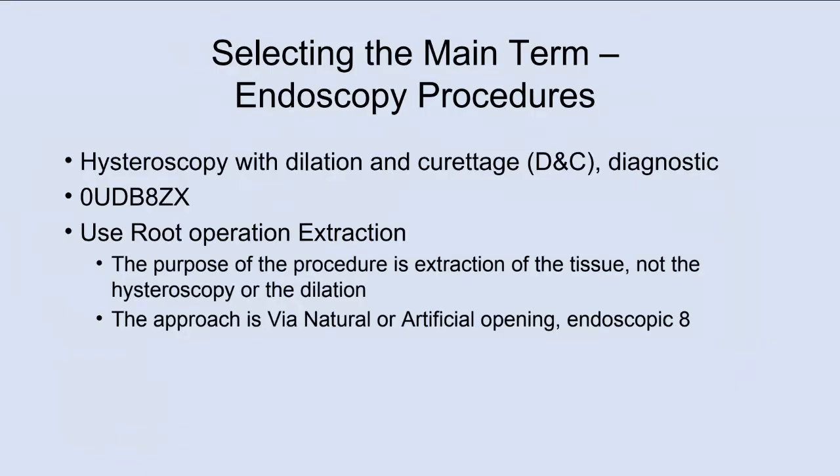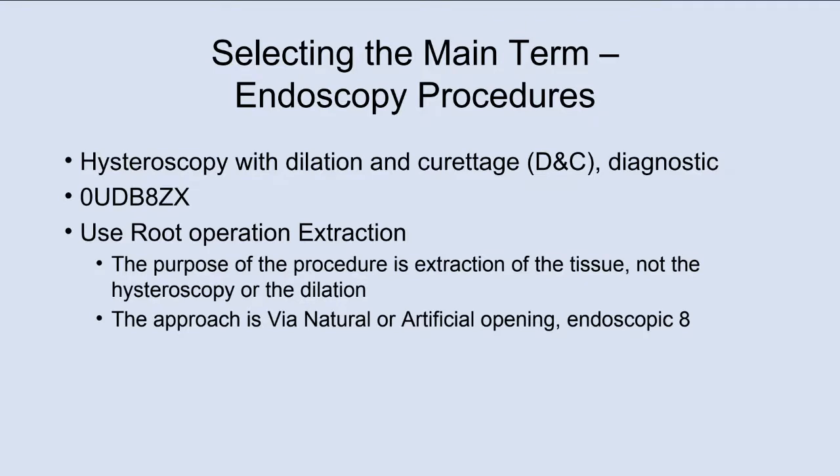So let's look at another example. This is for a D&C, a dilation and curettage, which is diagnostic. Okay, so they're taking some scrapings from the endometrium to diagnose what the problem is. This is 0UDB8ZX. So this is an extraction.